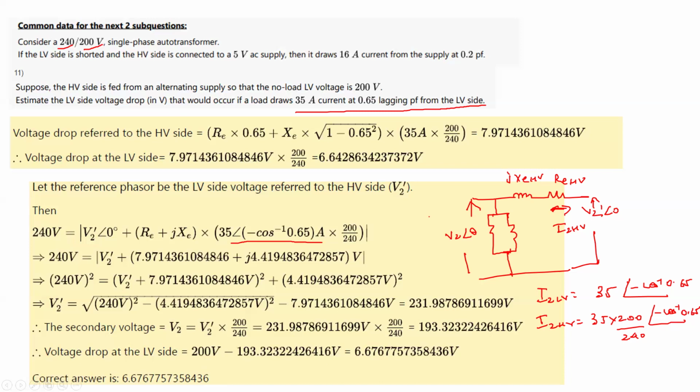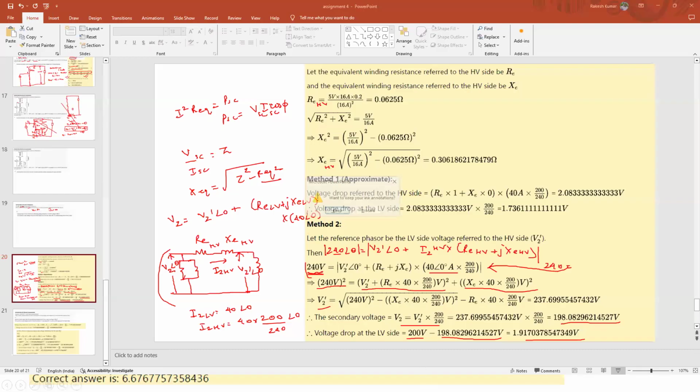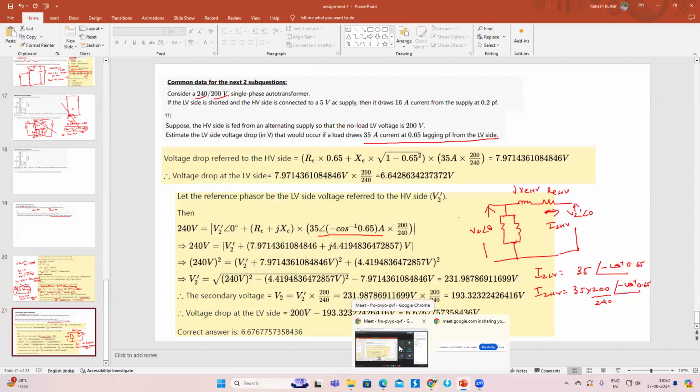This is the same question, but the current drawn on the LV side is at a different value and a different power factor, same as the previous question. So is there any doubt? If there is no doubt, then we will stop the session here.